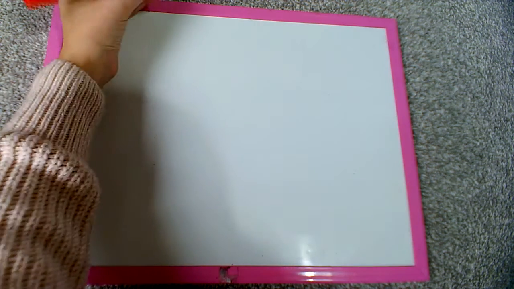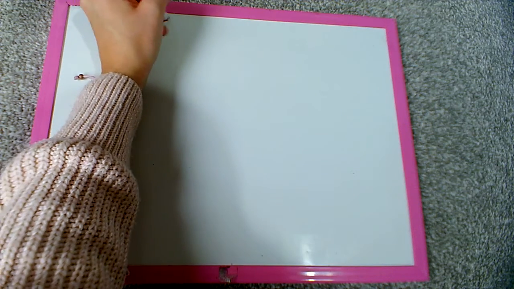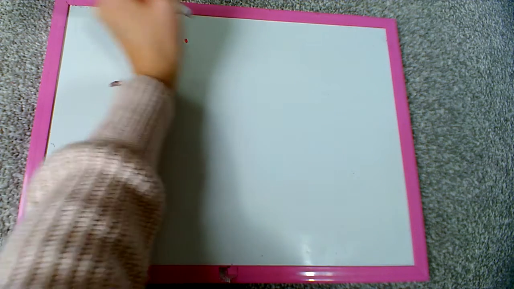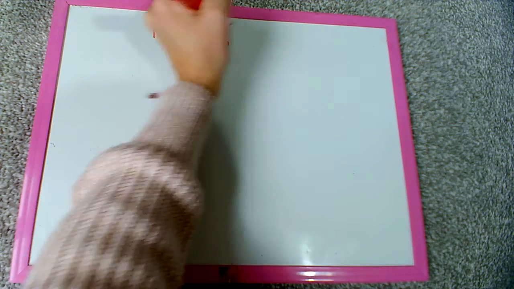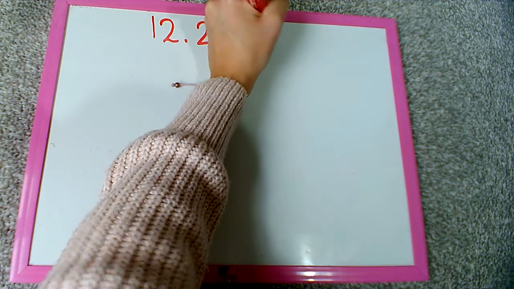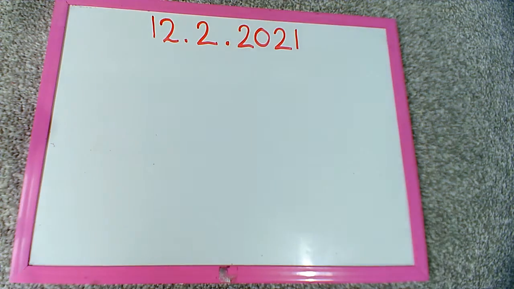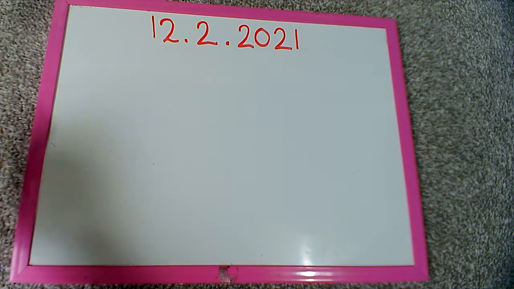If yesterday was the 11th of February, what day is it today? It's the 12th of February. Now we need to write that in our short date format. So we have 12, which has 1 ten and 2 ones. Dot 2, because February is our second month, and the year is 2021.